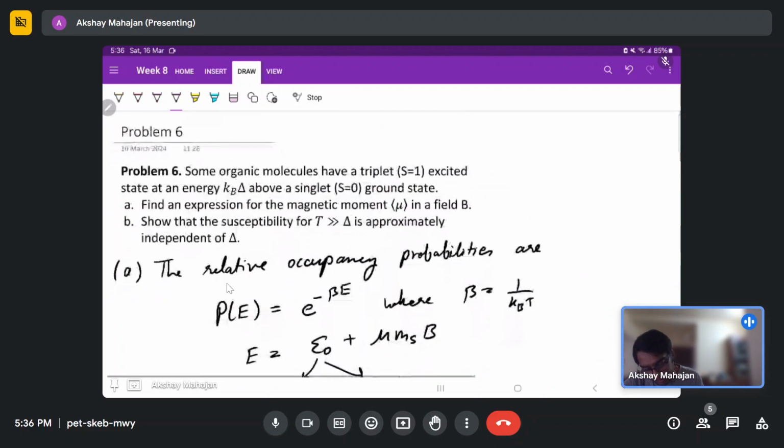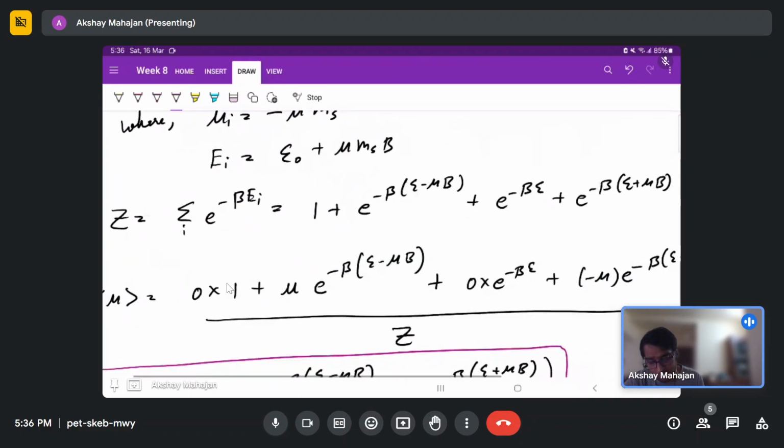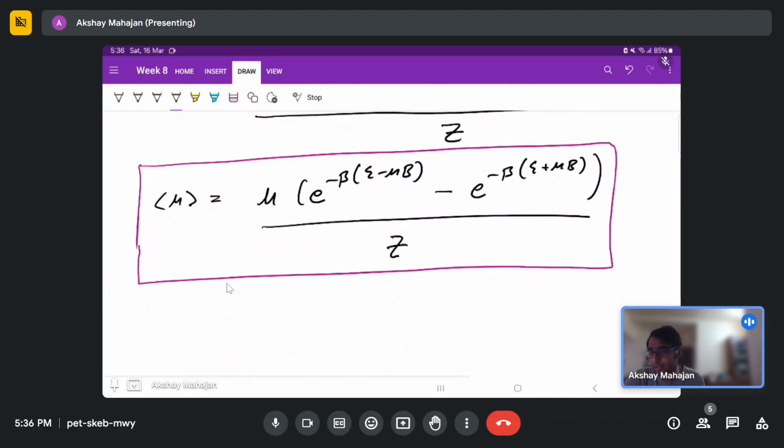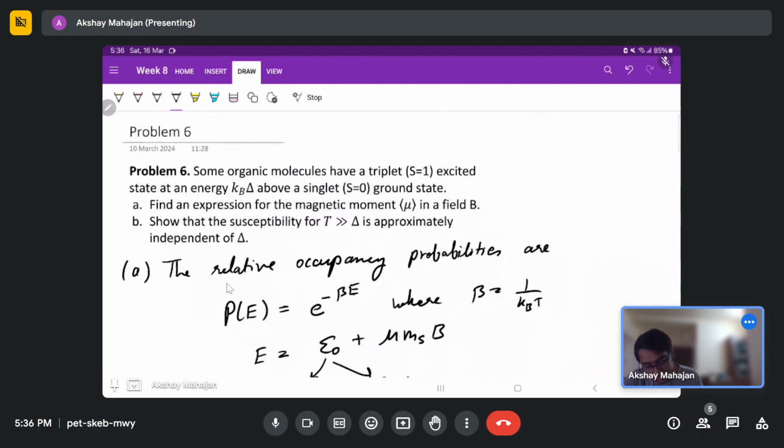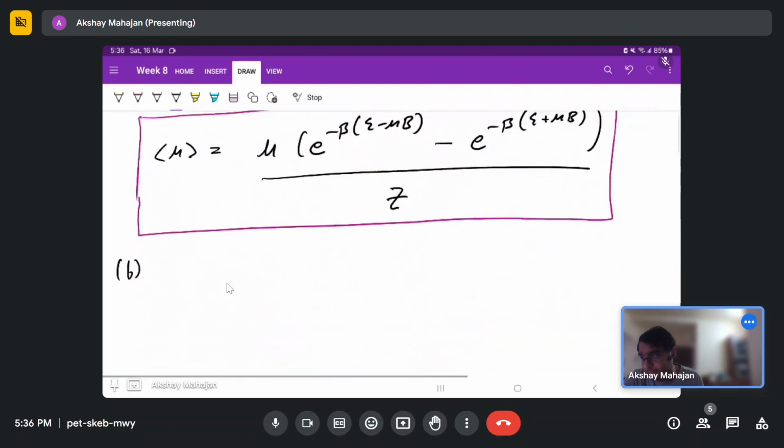Right, so this was our part A. Find the expression for the magnetic moment in a field. So what we expect the magnetic moment to be of each of the spin, on an average, basically the average magnetic moment, you can say. Now show that the susceptibility for capital T much greater than delta is approximately independent of delta.